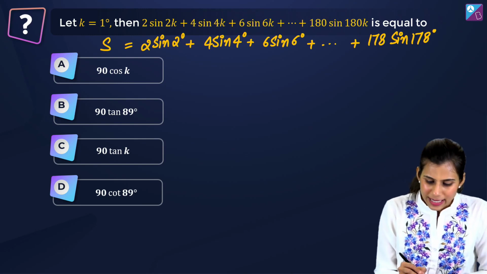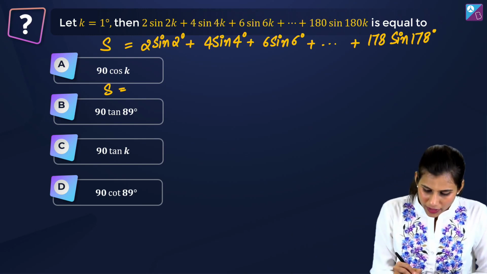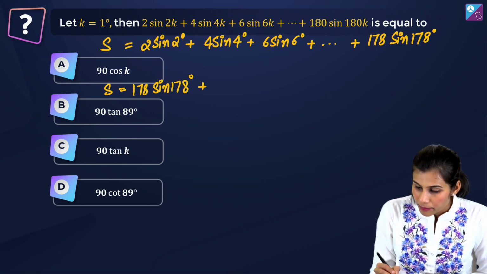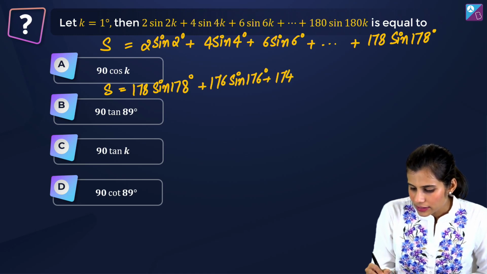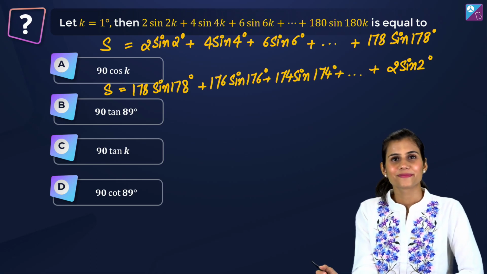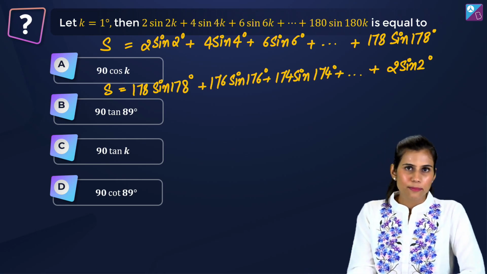So the same series S I will write in reverse fashion, from the back to the front. So you will have 178 times sine 178 plus, what will be the second last term here, 176 times sine 176. Then you will have 174 times sine 174 plus and so on. The last term will be 2 times sine 2 degrees. As I said, you can either add both these series or subtract depending upon the situation.